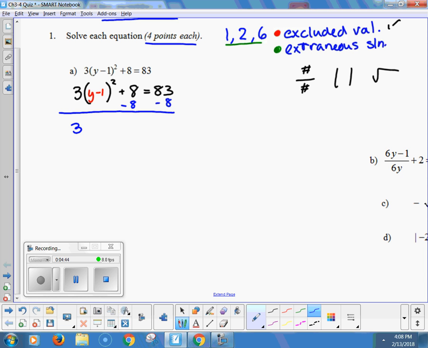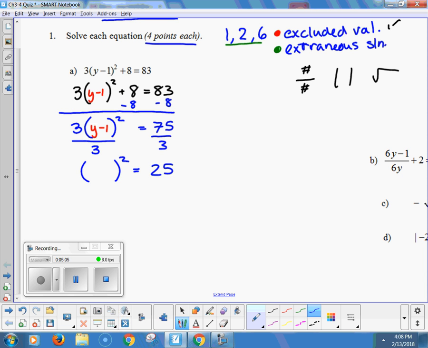So I have 3 times some stuff that's squared equals 75. I really want to know what this stuff is, what y could be. And so maybe what I'll do is I'll divide both sides by 3, and I get some stuff squared has to equal 25.